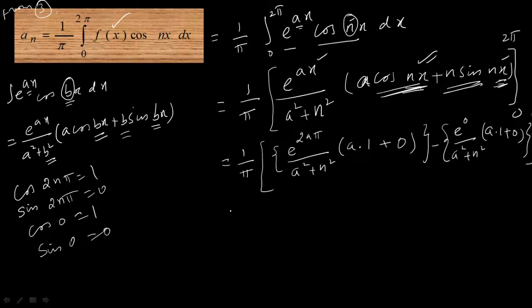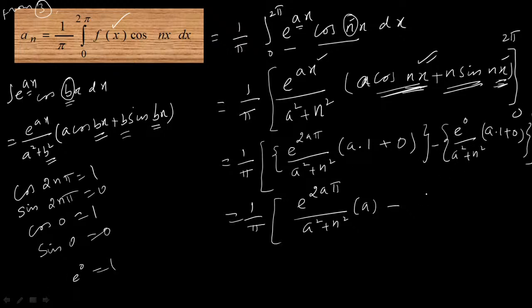So let me simplify here. That is 1 by pi of e power 2a pi divided by a square plus n square of a. Here you have minus. So minus e power 0, the value of e power 0 is 1. So 1 divided by a square plus n square of a. That's all.